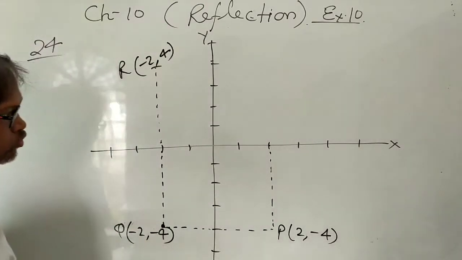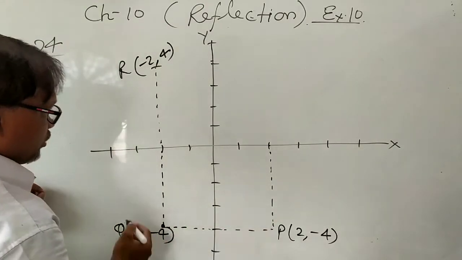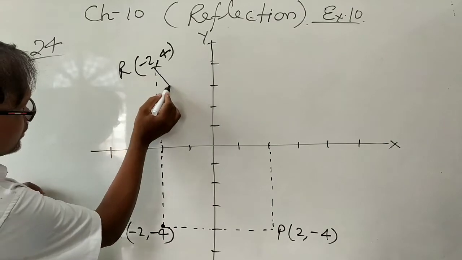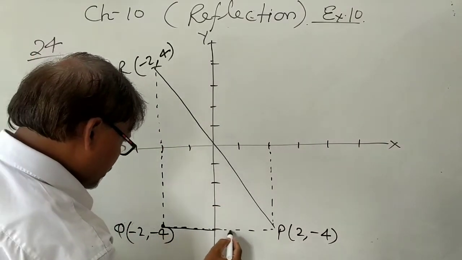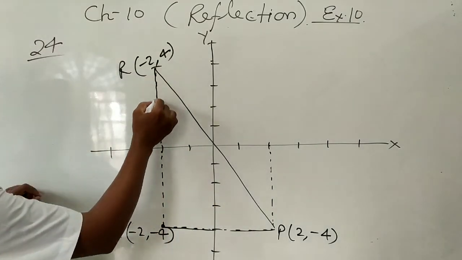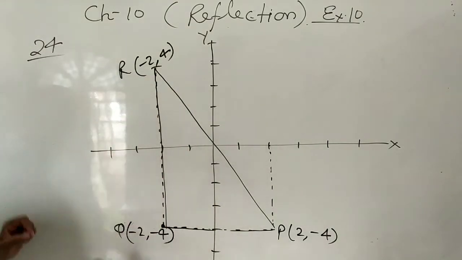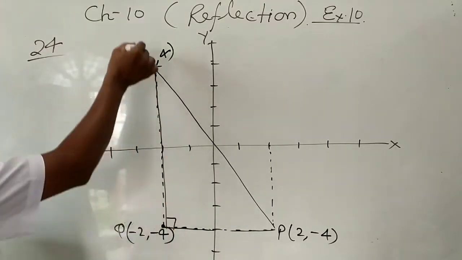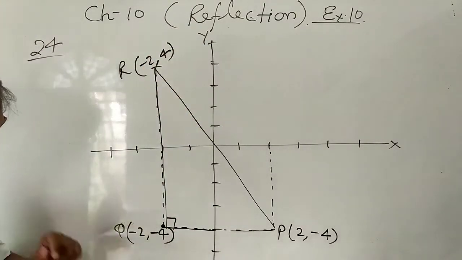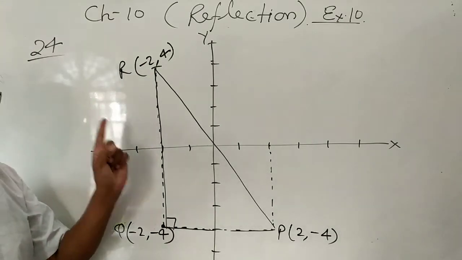Name the figure PQR. अब सबसे पहले इसको ज्वाइन करें, तो हम इसको ज्वाइन कर रहे हैं. ये ऐसे ज्वाइन हुआ, this by using the scale. Name the figure PQR. So this is obviously parallel to the y-axis, means 90 degree. So it is the right angle triangle.